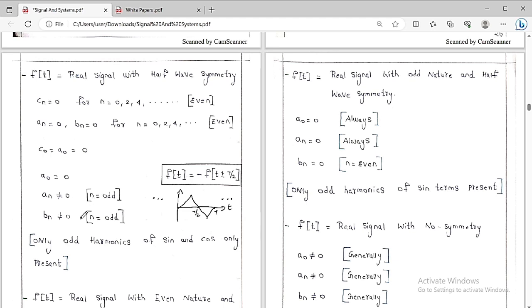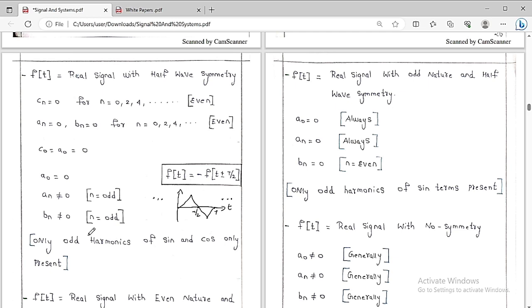So finally, in the case of the trigonometric Fourier series, the DC term is absent and only the cos terms and sine terms of odd harmonics are going to be present. So this is what I am trying to tell you. Finally, if a signal is half-wave symmetric, which means f of t is equal to minus f of t plus or minus T by 2, just delay or advance the signal by T by 2, and negative means minus will become plus and plus will become minus, and if you match it with f of t, it should be equal.